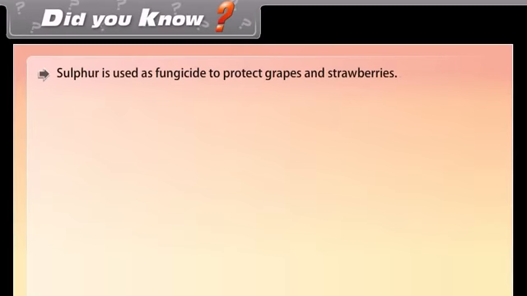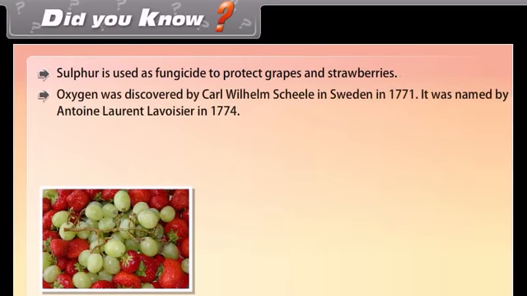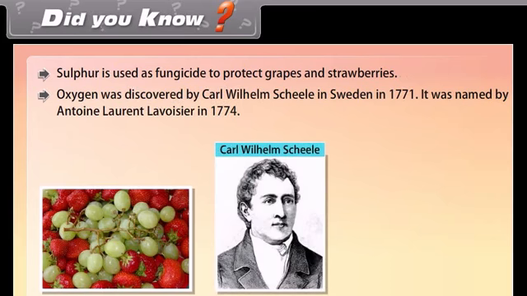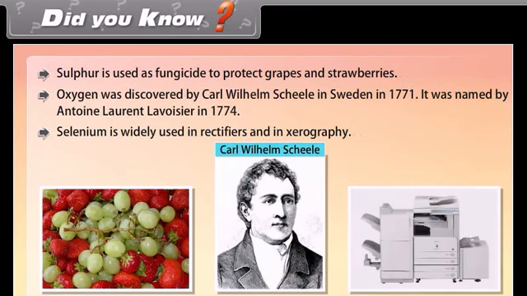Did you know? Sulfur is used as a fungicide to protect grapes and strawberries. Oxygen was discovered by Carl Wilhelm Scheele in Sweden in 1771. It was named by Antoine Laurent Lavoisier in 1774. Selenium is widely used in rectifiers and in xerography.